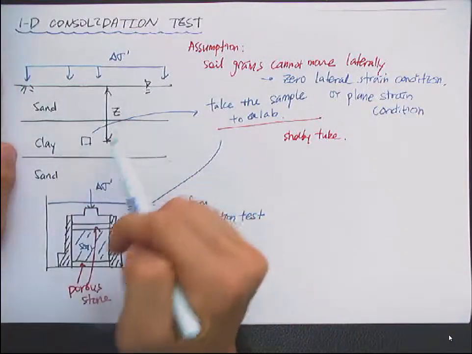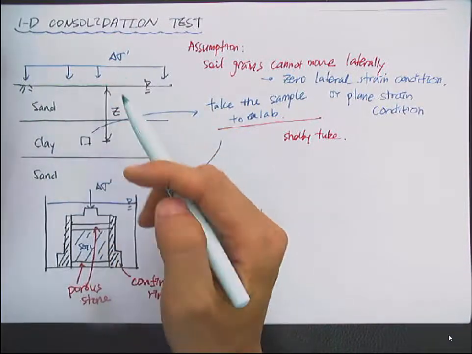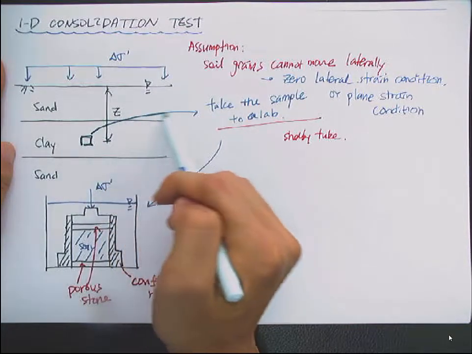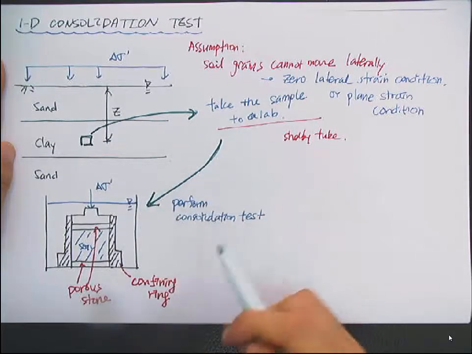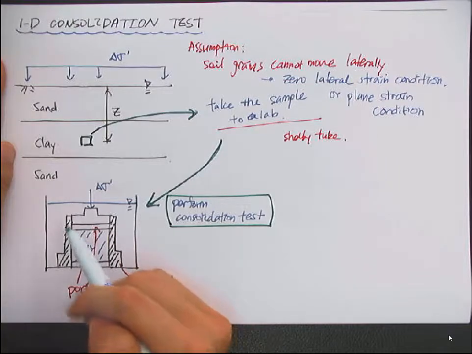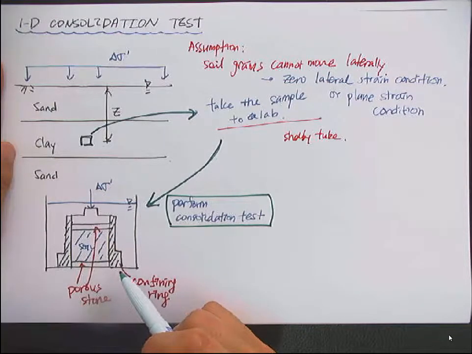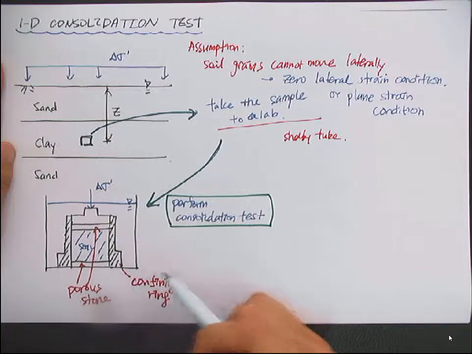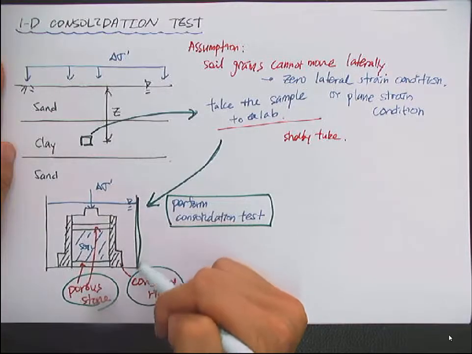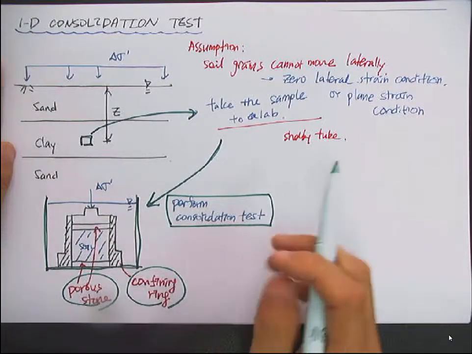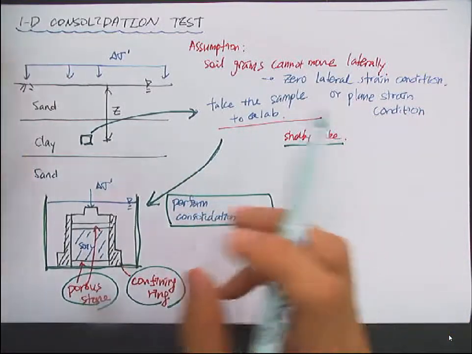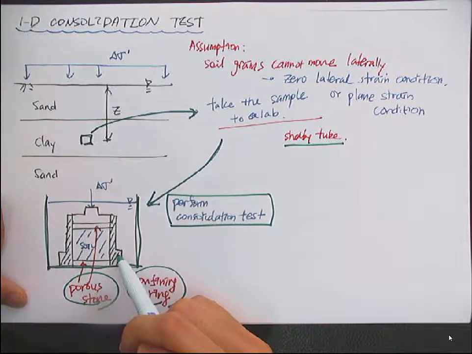So this is the site that you're interested in, that we want to build some structure on. And you take the sample from the clay layer and take it to the lab and perform the consolidation test. Here the consolidation cell consists of several parts, including the confining ring and the porous stone, and also the water bath. So first, you have a sample from the Shelby tube, and then you extrude the sample and trim it and place it within this confining ring.